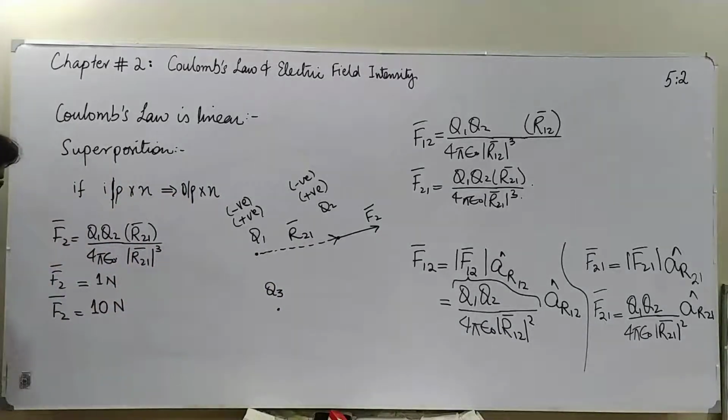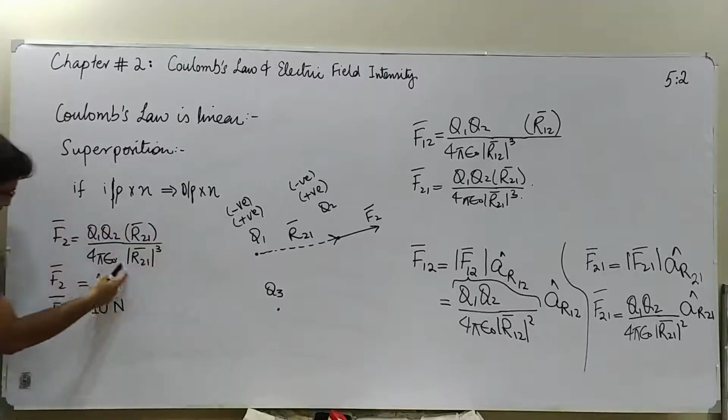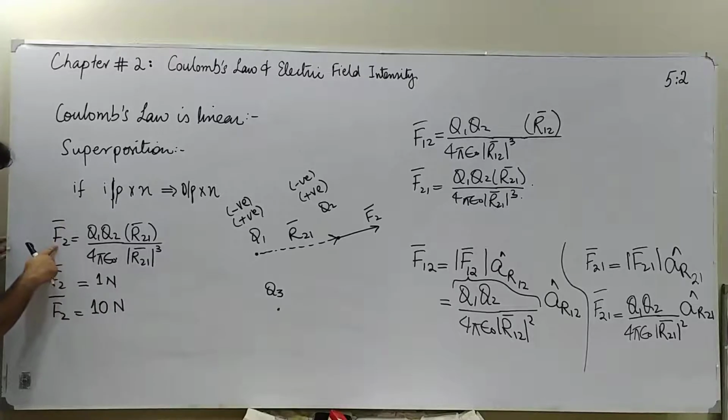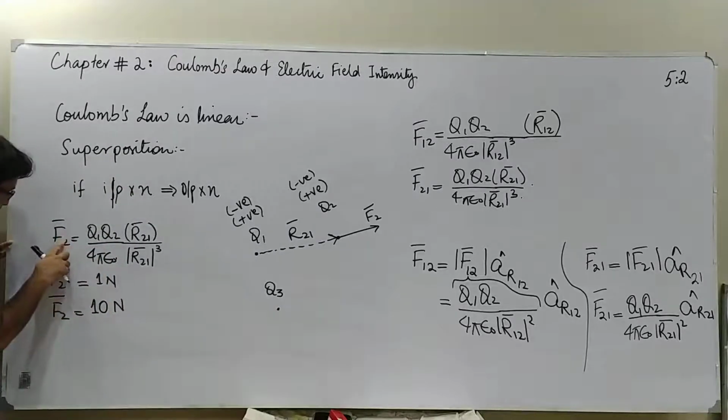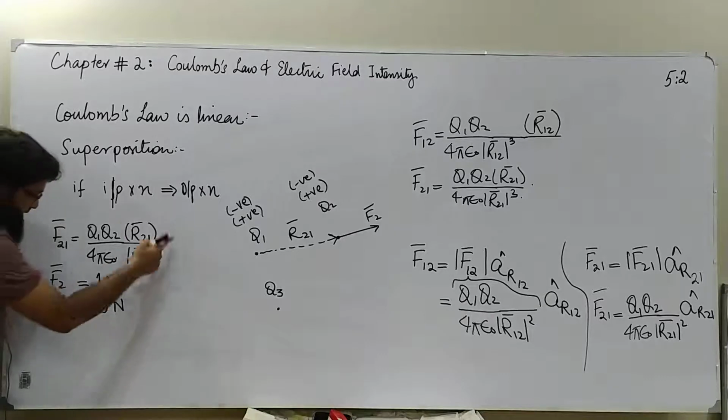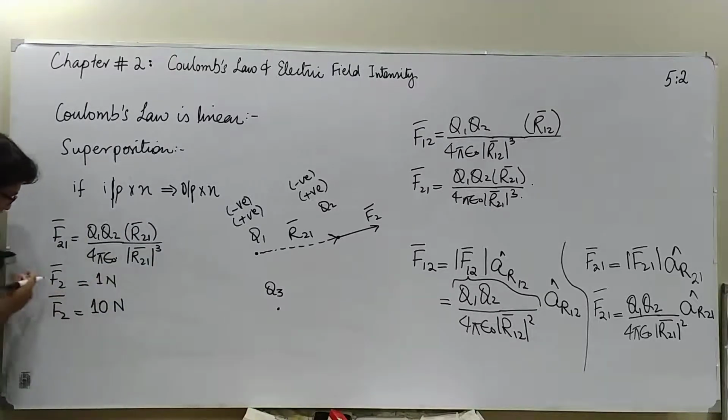That's simple. So now I cannot write it like this individually, because now this is not the total force on Q2. Why? Because I've introduced another charge, Q3. So I should better write it like this: force on 2 due to 1. Yes, force on 2 due to 1 is now this.